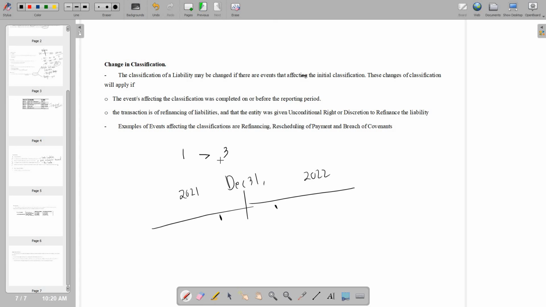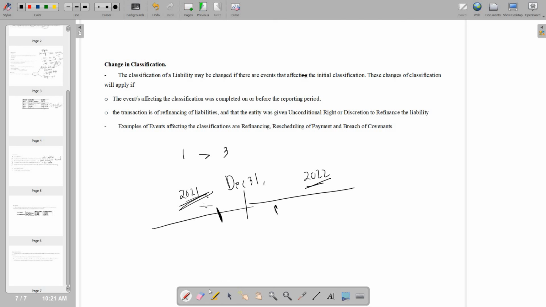Yes, sir, it changed from 1 to 3 years. Is it not right that we will change it to non-current? Yes, you will change it to non-current, but you change it for the FS of 2022 and not 2021. For 2021, as of December 31, it didn't change. So if the change happened here, then you can amend 2021, and I will transfer that liability from current to non-current. But if the change happened here, then you do nothing for 2021. So that's the idea.